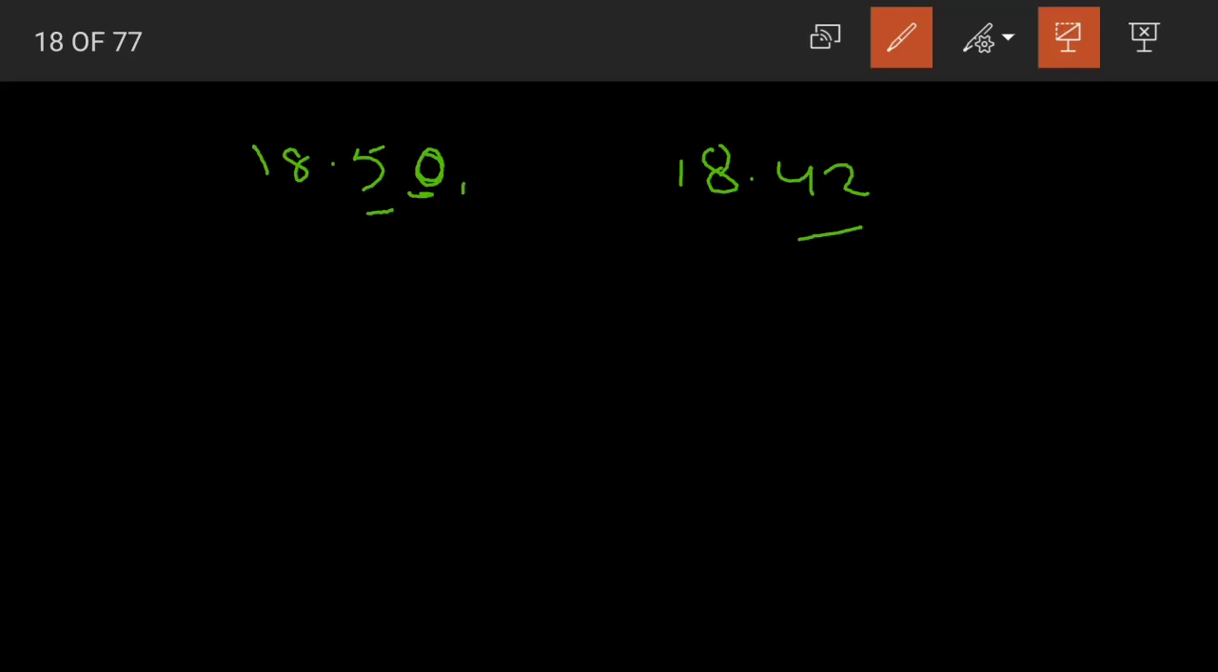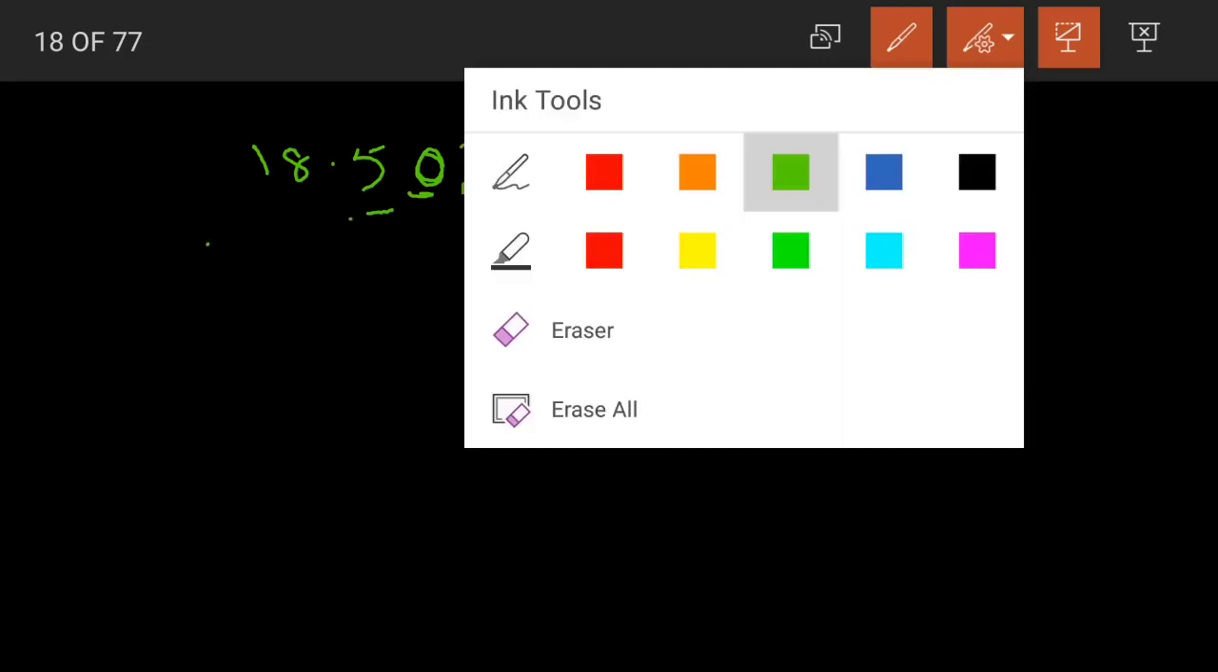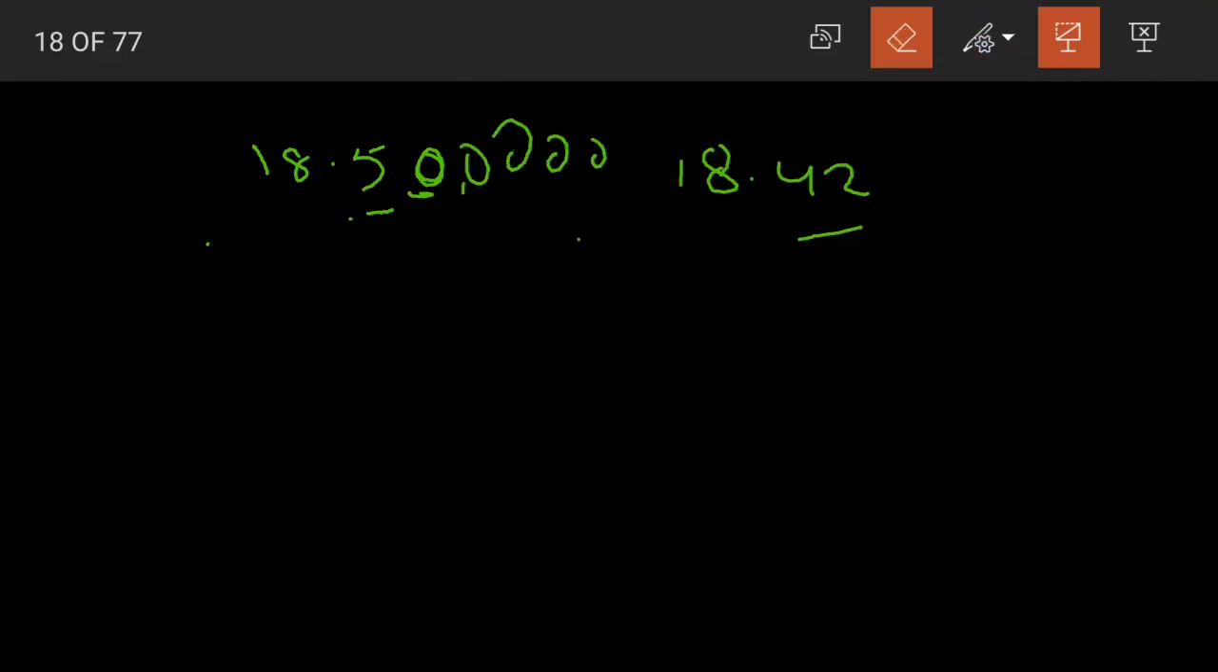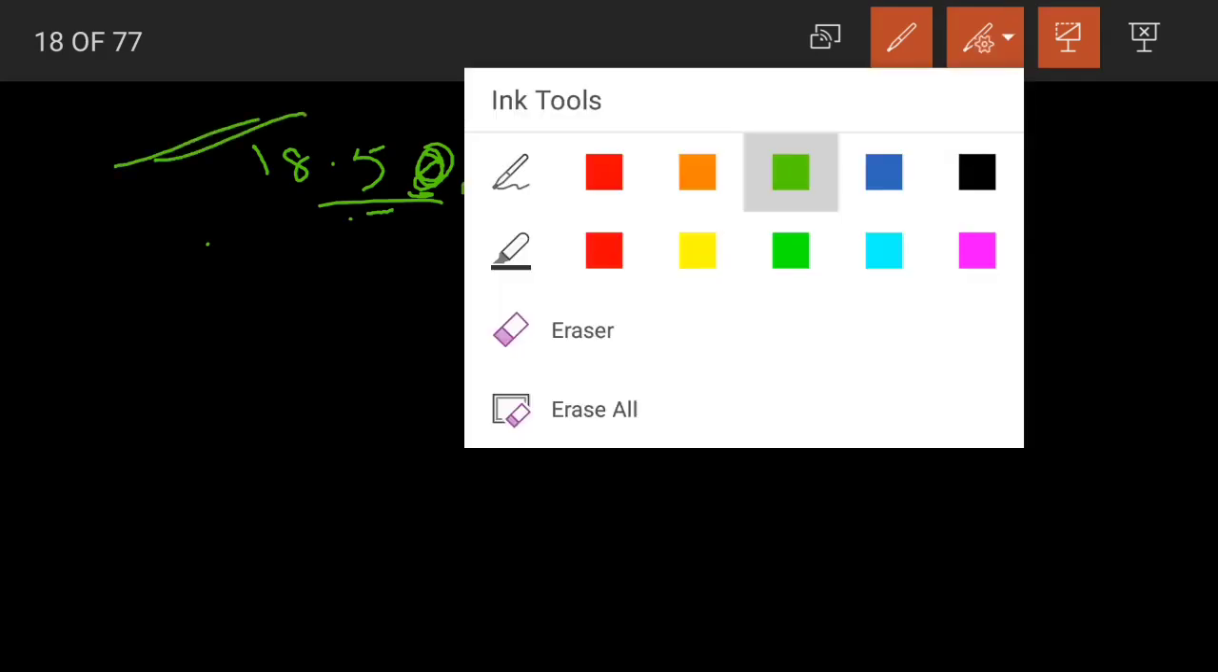If you remember in the first class about introduction to decimals, what did we learn? No matter how many zeros we add to the right side of the decimal part, the value will be the same. So that is why to make these two decimals like decimals, we are adding a 0. Now if we compare these two, 50 and 42, 50 is greater than 42. So 18.5 is greater than 18.42. Understood? Convert them into like decimals and then only compare.